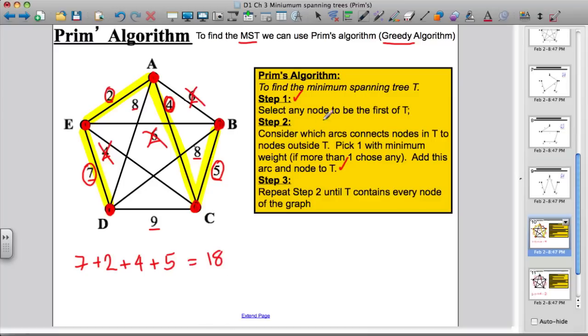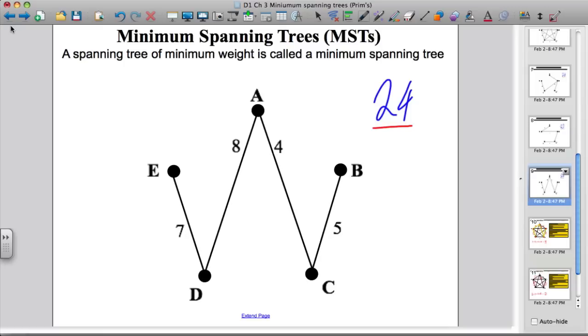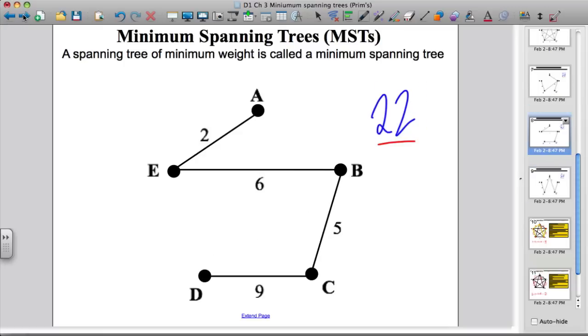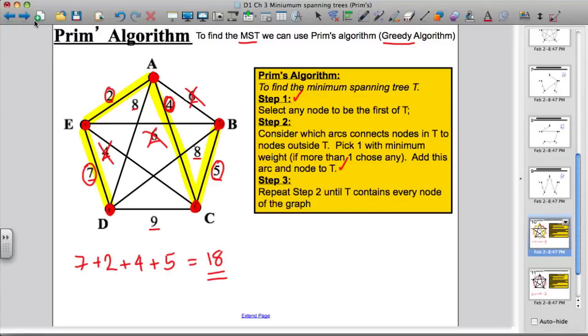So Prim has found for us a spanning tree that is of weight 18, and it turns out Prim always finds for us the minimal spanning tree. Hence we found it's 18. Let's just check back to our others. We had 24, 22, 26. Prim has beaten that for us with 18.